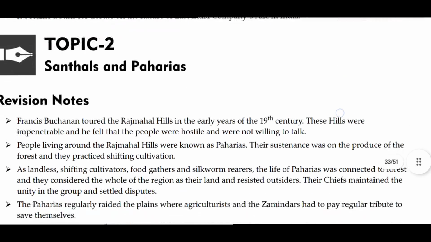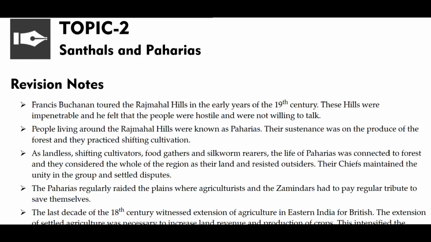Now come to the topic 2, that is Santhal and Paharias. What is in this topic is that Francis Buchanan toured the Rajmahal hills in the early years of the 19th century. These hills were impenetrable and he felt that the people were hostile and were not willing to talk. People living around the Rajmahal hills were known as Paharias. Their sustenance was on produce of the forest and they practiced shifting cultivation.